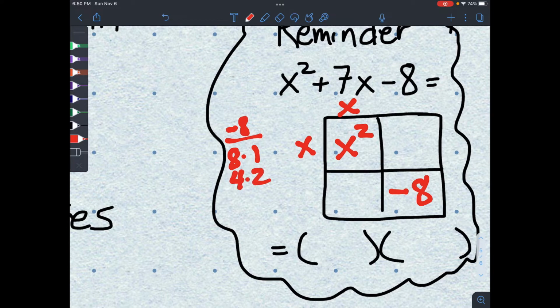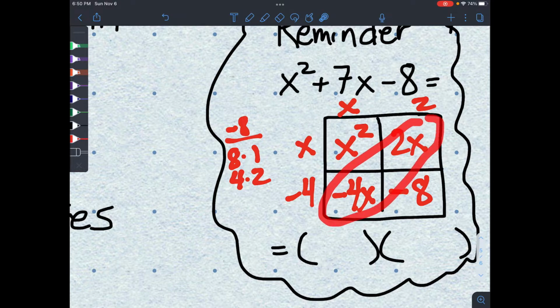Now, obviously, one of them needs to be negative. So which one am I going to choose? Normally, we would pick 4 and 2, and I'll just pick the 4 as the negative. But you can see this isn't going to work, because if I take x times 2, I get 2x. And then in the other box, I'm going to get -4x. And these two do not add up to 7x. And it won't matter if I switch my signs, because all I'll get is positive 2x or negative 2x.